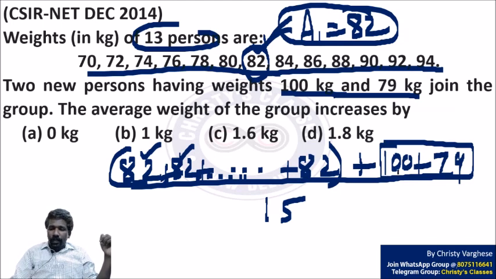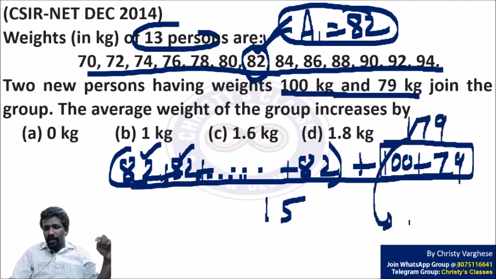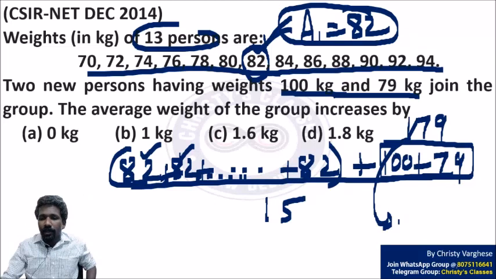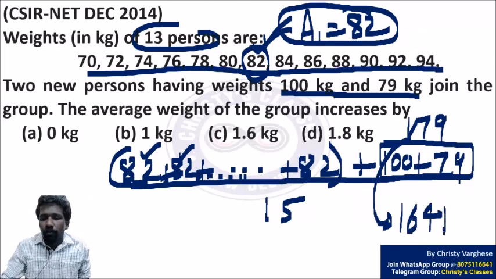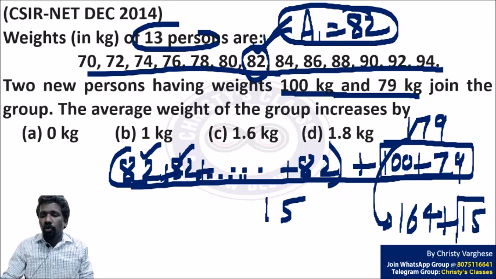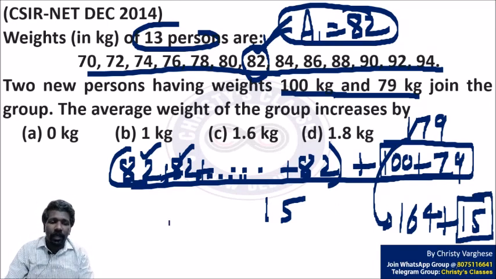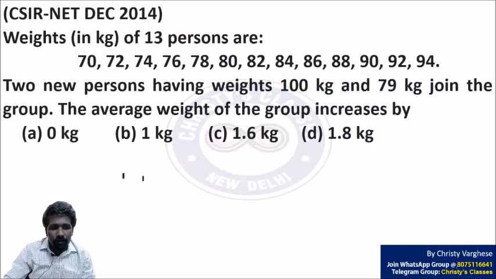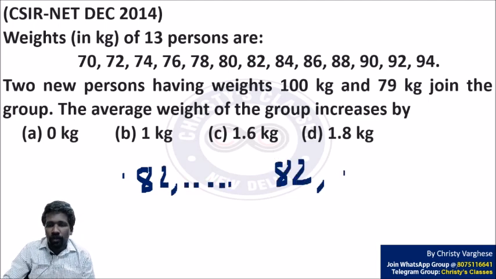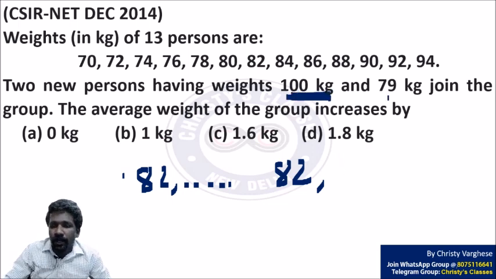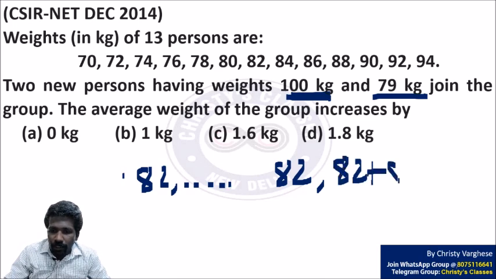But unfortunately 100 plus 79 is not 82 plus 82, 164, it is 179. If it was 82 each it would have been 164, na? That means this 179 is 164 plus 15. That means the 2 new weights are contributing 15 kg extra to the system of 15 people. So 82, 82, 82, 13 terms, and 2 new people, 100 kg and 79 kg. Their total contribution is 82 plus 82 plus 15.